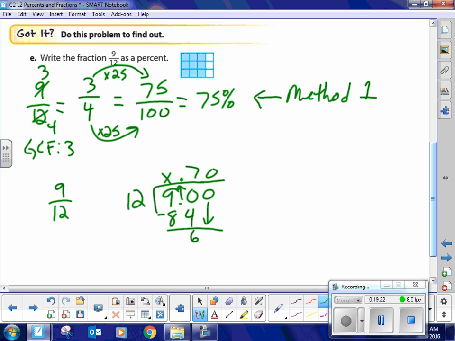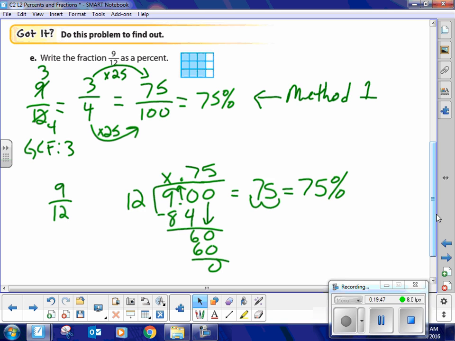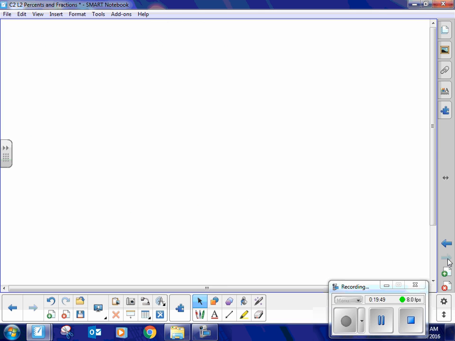Whoops, didn't mean to do that. Sorry. I meant to put the 0 there, not up there. All right, and 12 goes into 60 5 times, because 5 times 12 is 60. And then all of a sudden you've got 0.75, all right? And to change a decimal to a percent, you just move the decimal over 2 spaces to the right and add a percent sign. So that's 75%. Nothing extremely difficult, okay?